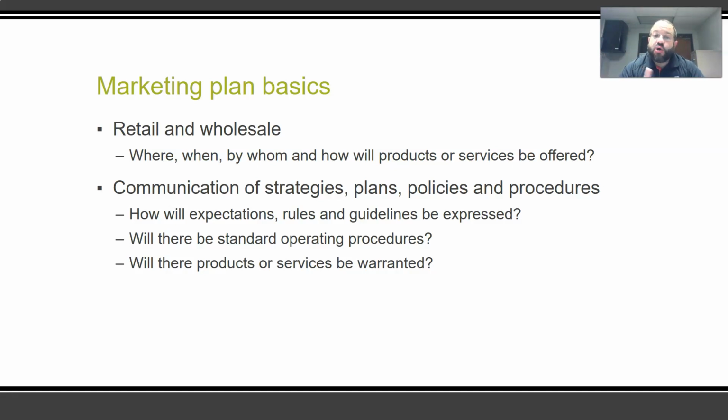In other words, who is going to set strategies? How will those expectations be handled? What are the rules? What are the guidelines? So on and so forth. And this is really important. I'll give you a good example of this.